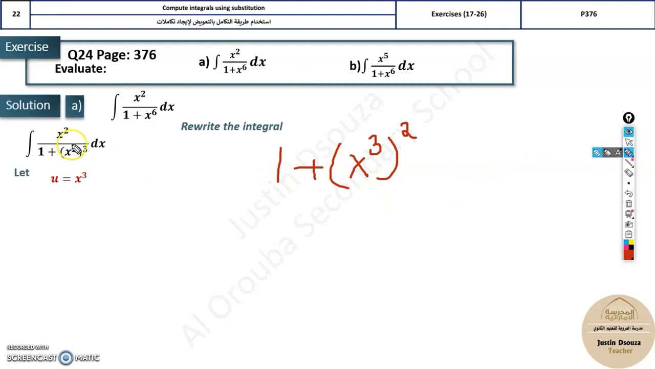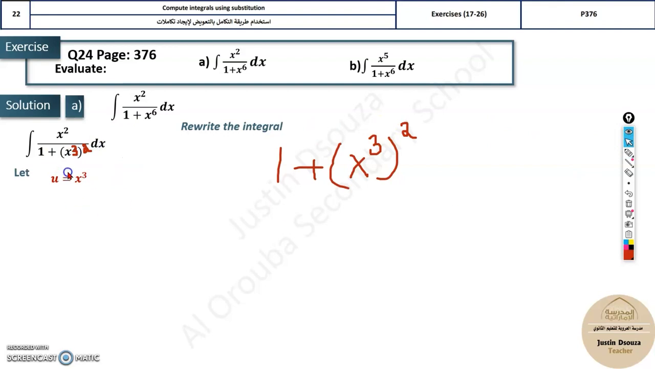Okay, I'm so sorry about this. There is an error over here. X to the power 3 and power 2. I will edit this and I will upload it again online in the link where you download the presentation. Sorry, this is power 2. Okay, that is an error.